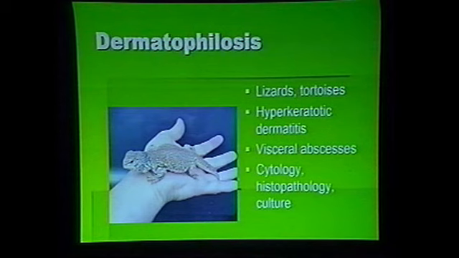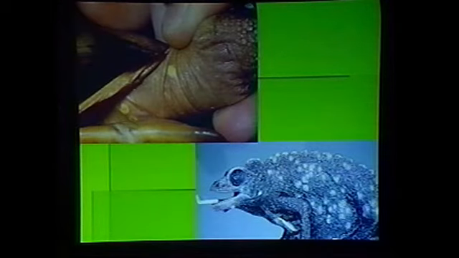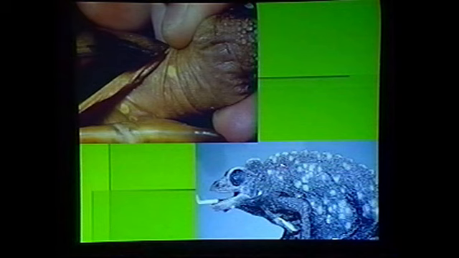Dermatophilosis is occasionally seen in reptiles, particularly lizards and tortoises, and has a characteristic hyperkeratotic dermatitis. We also see visceral abscesses in the tortoises associated with dermatophilosis. Diagnosis is by cytology, histopathology, and culture. These are the typical plaque-like lesions seen in the skin of reptiles with dermatophilosis. These in the neck of a tortoise, and these in the skin of a chameleon.